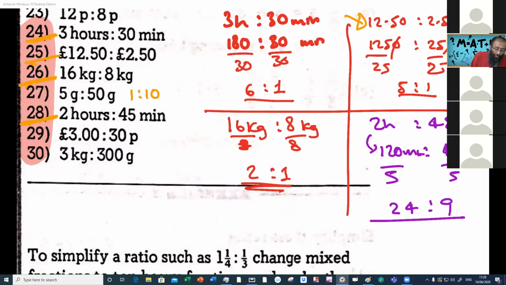And the £3 and 30 pence, what about 29? That should give you 10:1. Yeah, okay, get that right. Okay, 3 kilogram is 3,000 and that's 300. So divide them both by 100. That gives you 30:3. Divide them both by 3. That gives you 10:1. So we've done all of them really.